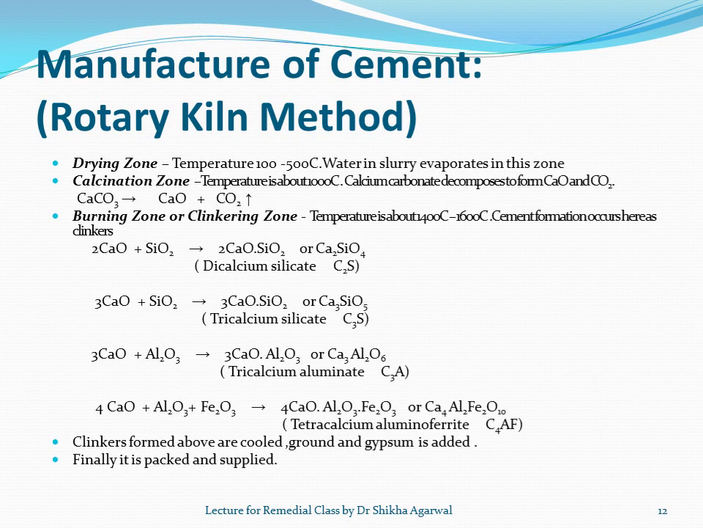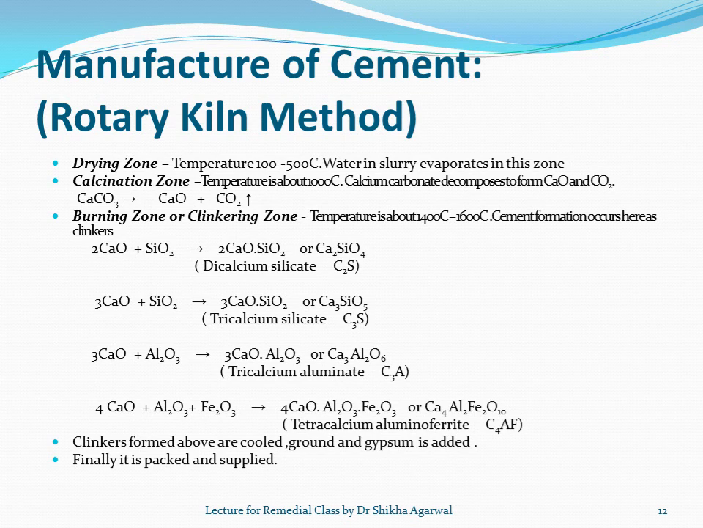Now, what are the reactions that take place in different zones? Actually, heating takes place from the lower end and the slurry is fed from the upper end. So naturally, the temperature at the lower end is high and the temperature at the upper end is low. In the drying zone, the temperature is 100 to 500 degrees Celsius. The water in the slurry evaporates in this zone.